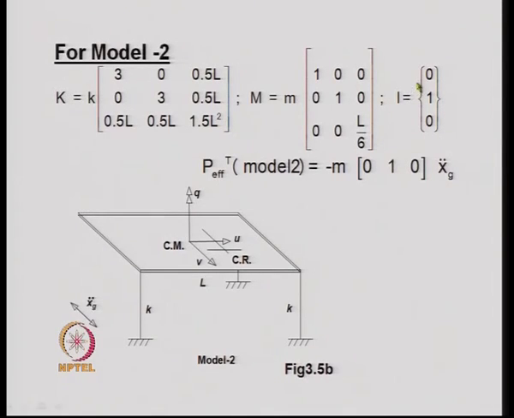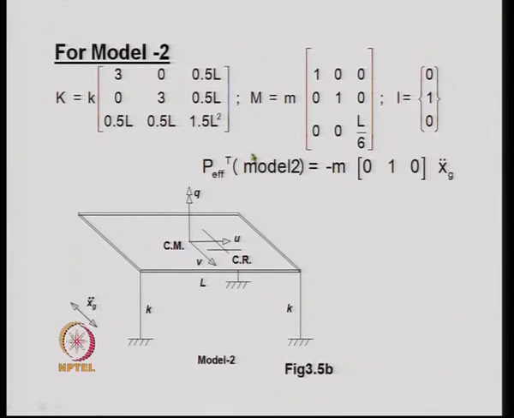Other terms are 0. So, this is a classical lumped mass matrix that we generally see in most of the problems. The I influence coefficient vector becomes 0, 1, 0, because we have declared this as the first degree of freedom, this as the second degree of freedom, this as the third degree of freedom. So, corresponding to the second degree of freedom, we have got x double dot g. So, we have got 0, 1, 0 as the influence coefficient vector, and P effective becomes this, that means this multiplied by this results in this particular expression for the P effective.